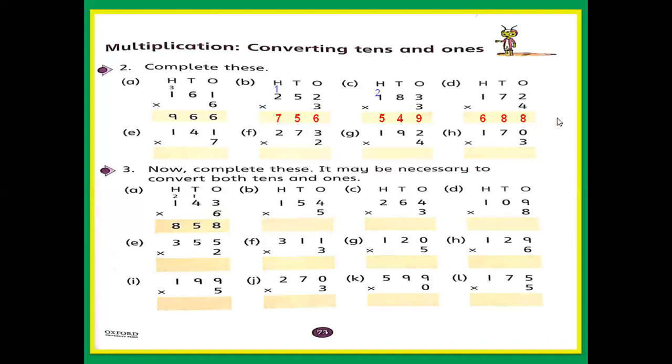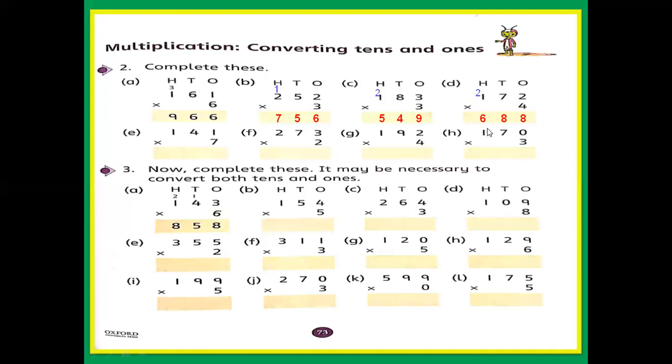Read the table of 4. 4 ones are 4, 4 twos are 8, 4 threes are 12, 4 fours are 16, 4 fives are 20, 4 sixes are 24, 4 sevens are 28. Okay, 28. Write 8 here and 2 will go to add into hundreds. It means converting tens into hundreds. So 4 ones are 4 plus 2, 6.